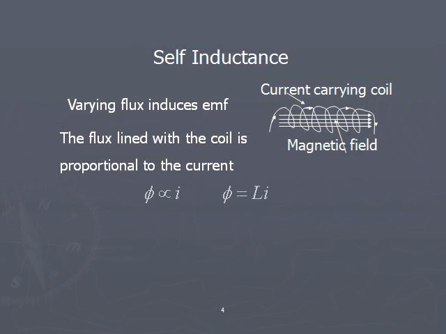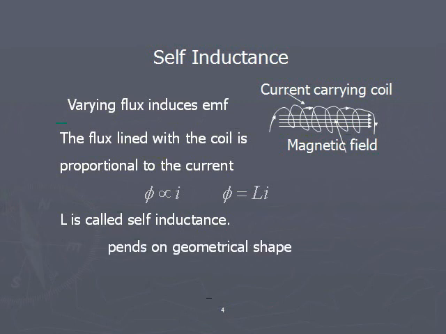Moreover, the flux linked with the coil will be proportional to the current. If phi represents the flux linked with the coil and I is the current flowing through this coil, then phi will be proportional to I. This proportionality is replaced with a constant called L, called self-inductance. So phi is equal to L I, where L is self-inductance. Its value depends on the geometry of this coil.